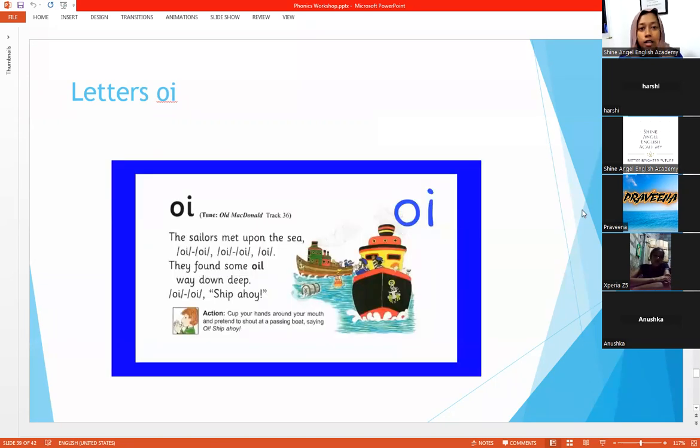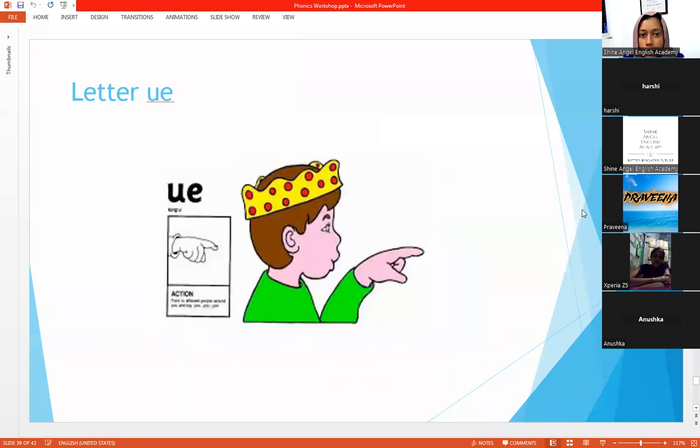Then oi, you're shouting from far. Oi, oi, oi. This is you. You're pointing at someone. You, you. This is a long U sound, the letter U sound. You, you, you.